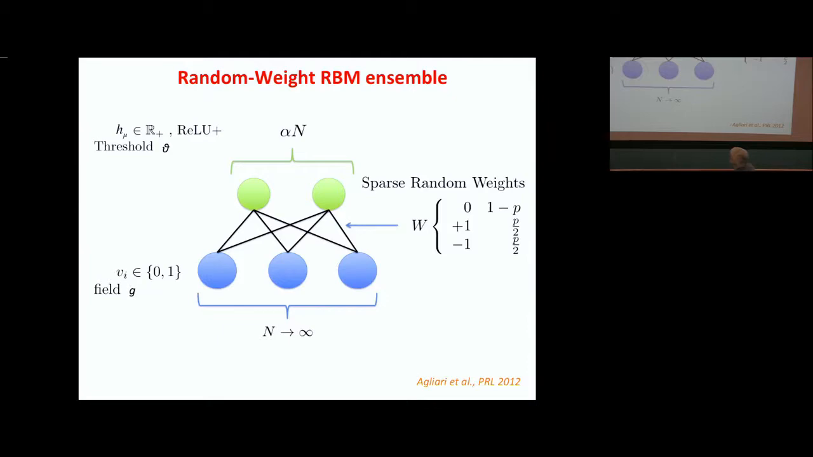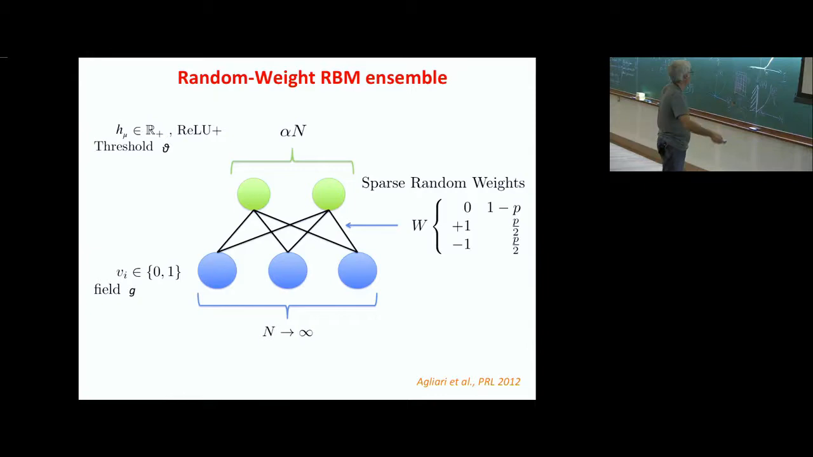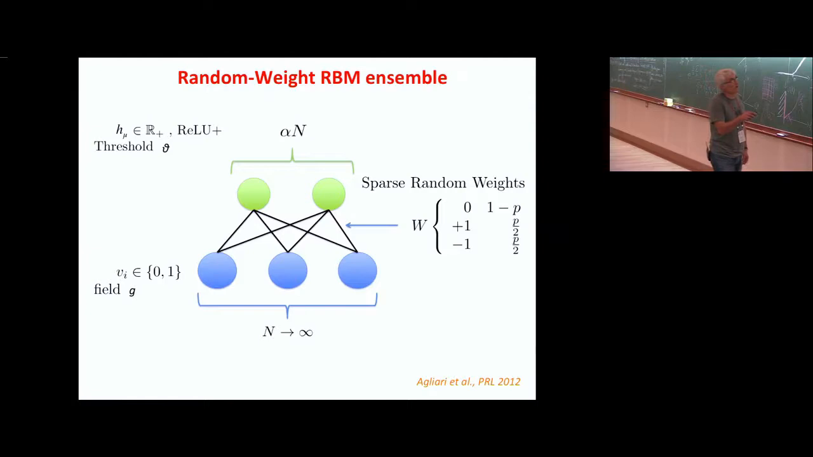Now you can put some fields, G, which is uniform to make life easier, on the visible units. You have some potential acting on the hidden units, which is this potential with a given threshold, a given curvature. I assume it's the same for all hidden units, again, to have few parameters. And now I will assume that my weights here are drawn independently from this distribution.